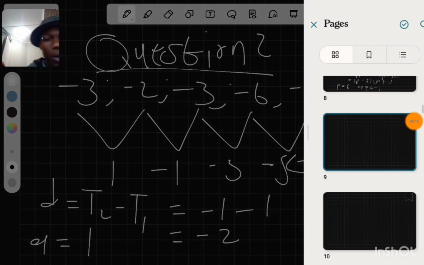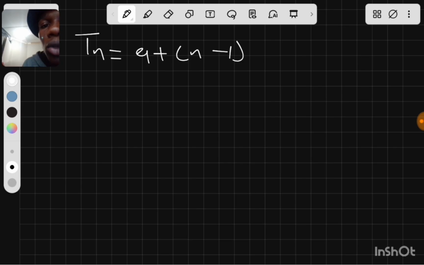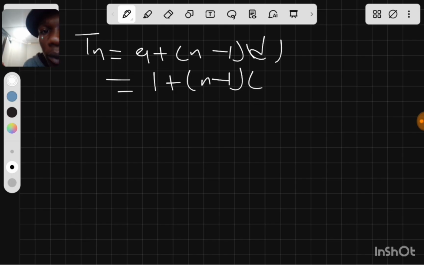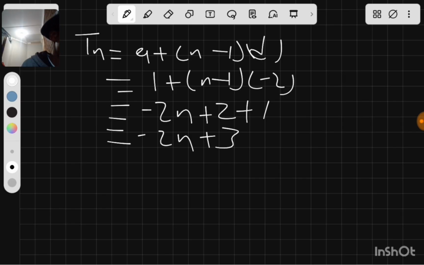So we can determine our Tn. Tn is equal to A plus open bracket n minus 1 close bracket multiplied by D. Our A is 1 plus n minus 1, our D is minus 2. We take the negative 2 and multiply inside the bracket, we have minus 2n plus 2 plus 1, which gives us minus 2n plus 3. So this is our Tn.